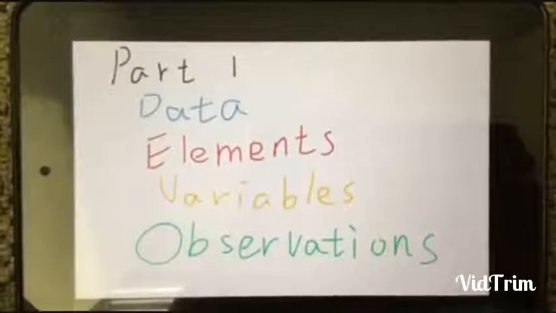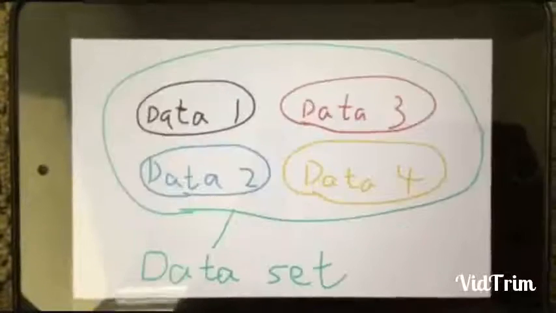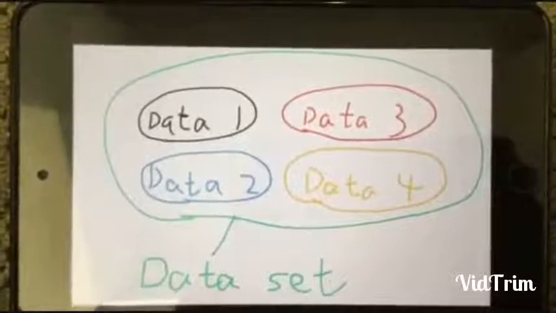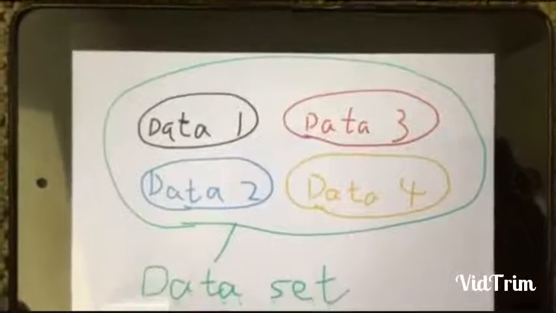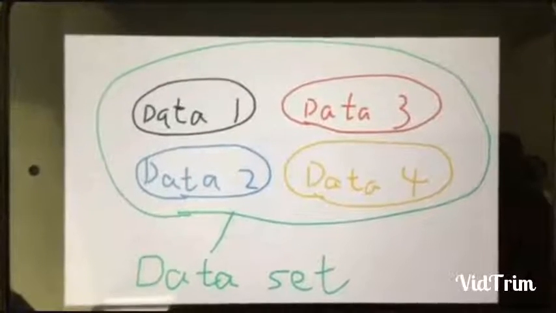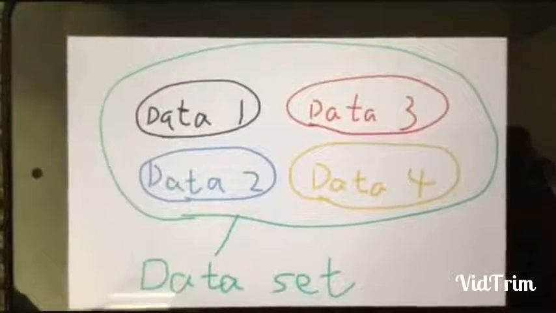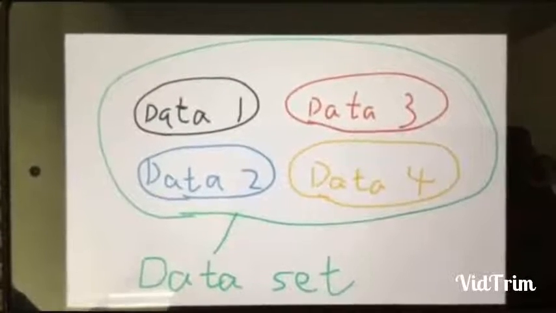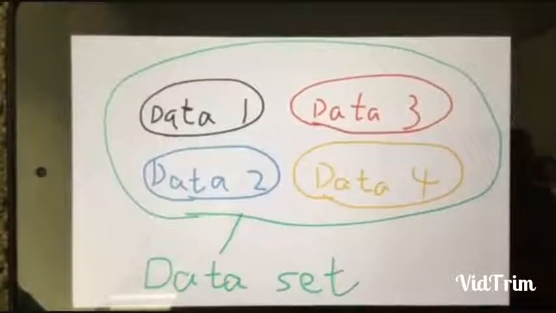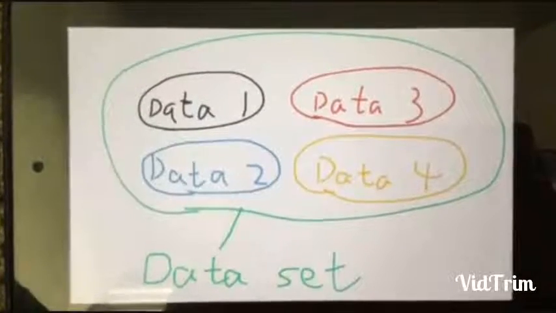Part 1 of chapter 1 is about data, elements, variables, observations. Nowadays, if you want to be a good businessman, then you are supposed to know something about statistics, more or less. The best thing and the first thing in statistics is called data. Data are facts and figures collected, analyzed, and summarized for presentation and interpretation. In words, data are information you collected, and data set refers to all the collected data in one particular study.